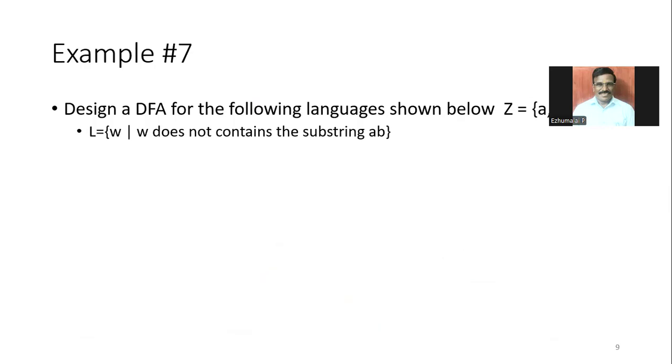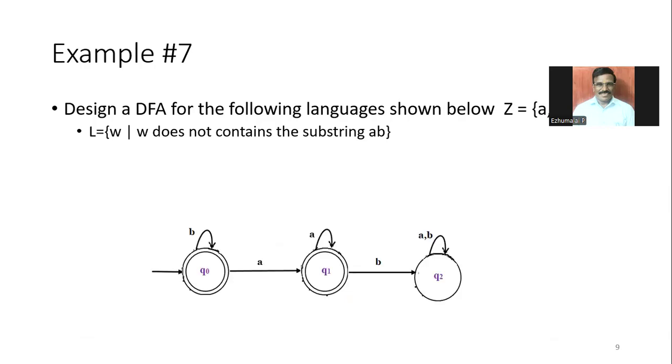Example 7. Design a finite automata, a DFA, for the following language: Z equals the set of strings W over {a, b} where W does not contain the substring AB. You have to take the input string. It contains A and B, but the substring AB should not appear. You have to design a finite automata for this. This is a design for the example.